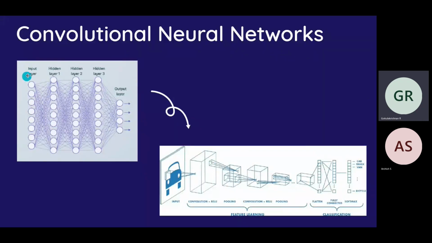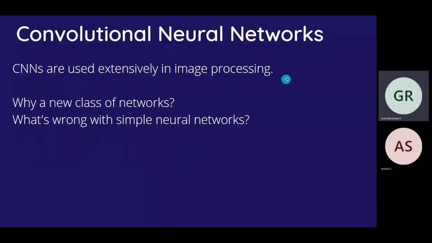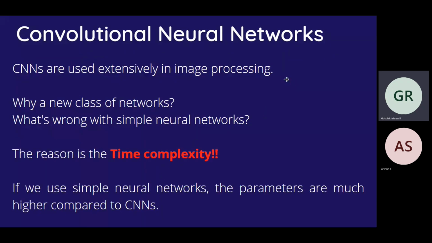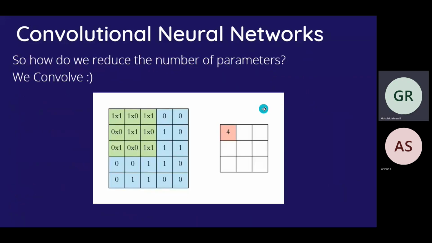The number of parameters will also be really high, so you won't be able to compute it effectively. The time complexity will be really high. So that's why we try to downgrade the data into a simpler form and then process it. So yeah, that's the purpose of CNN.